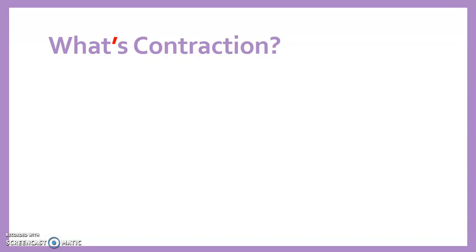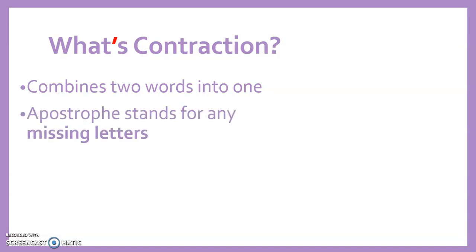What's contraction all about? Well, contraction is really convenient. It's a way of combining two words into one. We do it all the time in our everyday speech. It's very convenient. And when we write these things out, we show it by using an apostrophe to stand for the missing letters that come when the two words are combined. So I've actually been using this rule in our titles throughout this presentation.